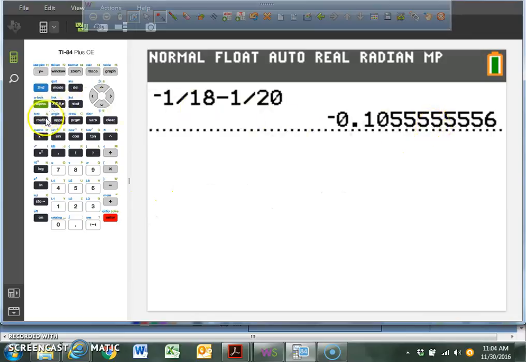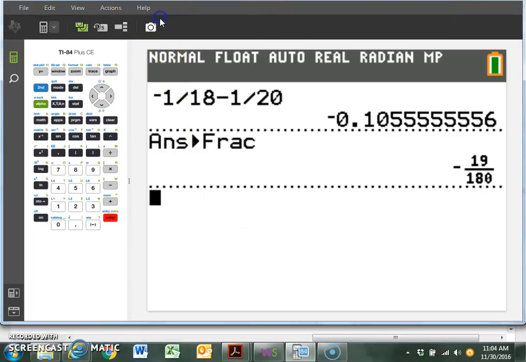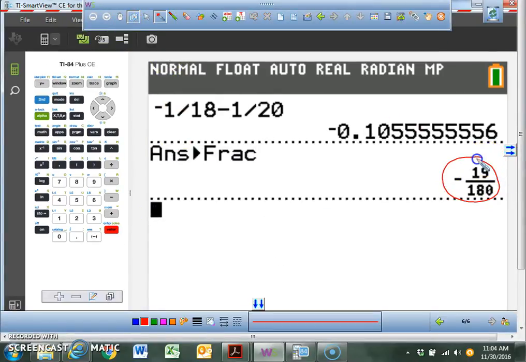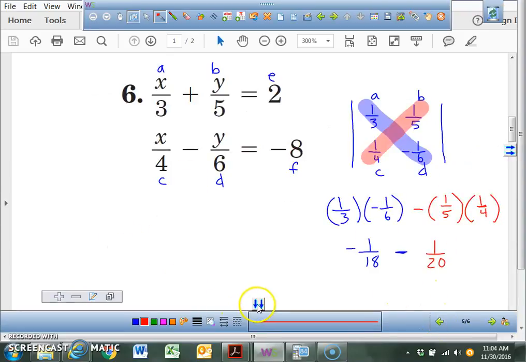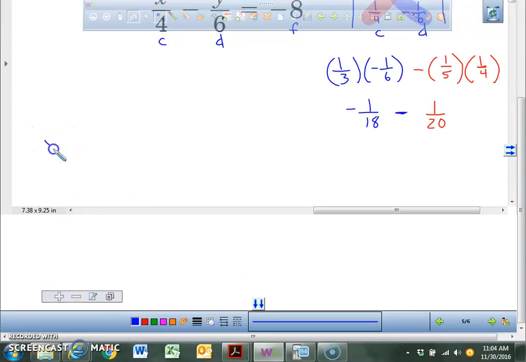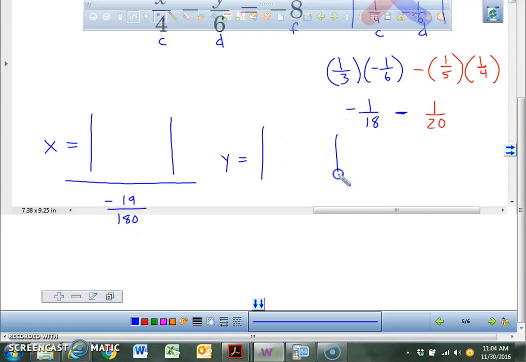All right? Hit the math button. Press enter twice. And what does that give you? By the way, that right there is what's going to be in your denominator. So as we do this problem, I want you to understand we're going to have x equal to a determinant over negative 19 over 180. And y will equal the determinant of whatever we have here over another negative 19 over 180. That's where we're going to place that.